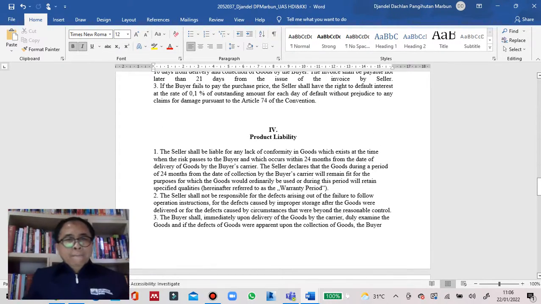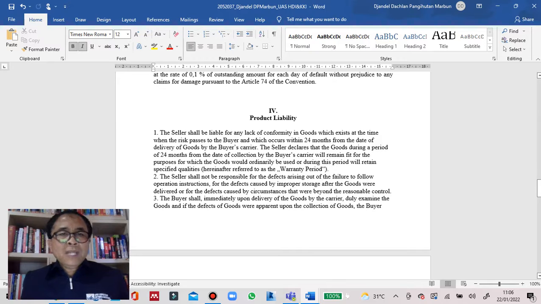Product liability. The seller shall be liable for any lack of conformity in the goods which exists at the time when the risk passes to the buyer and which occurs within 24 months from the date of delivery of the goods to the buyer's courier. The seller declares that the goods, during a period of 24 months from the date of the collection by the buyer's courier, will remain fit for the purpose for which the goods would ordinarily be used or during this period will retain specified qualities, hereinafter referred to as the warranty period.